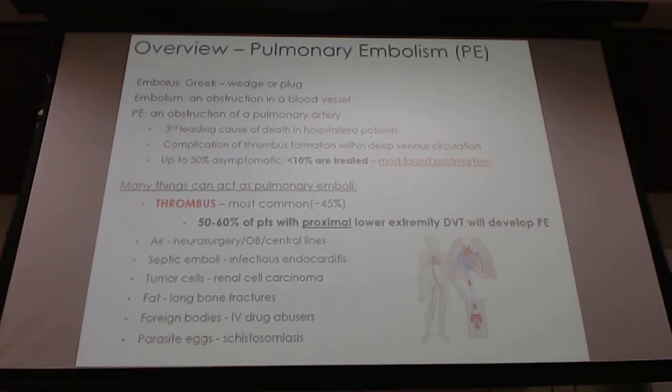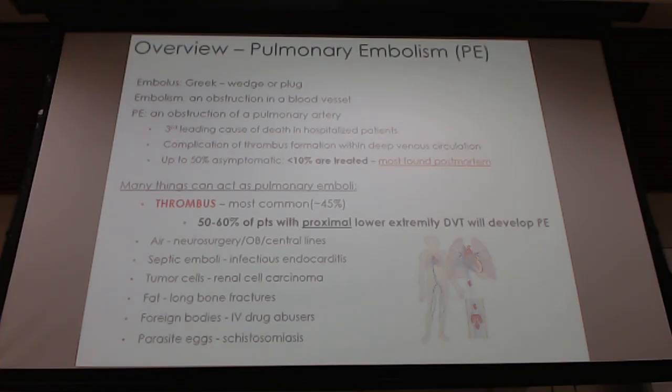All right, PEs. I like definitions, because sometimes I panic when I hear a word, and if I understand what the word means, then it brings me back to something intelligible in my brain. So embolus means a wedge or a plug in Greek. And so embolism means a wedge or plug in a blood vessel. A pulmonary embolism is when it occurs in the pulmonary artery. It is the third leading cause of death in hospitalized patients.